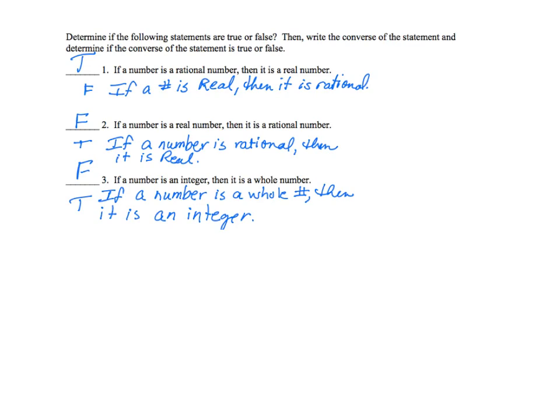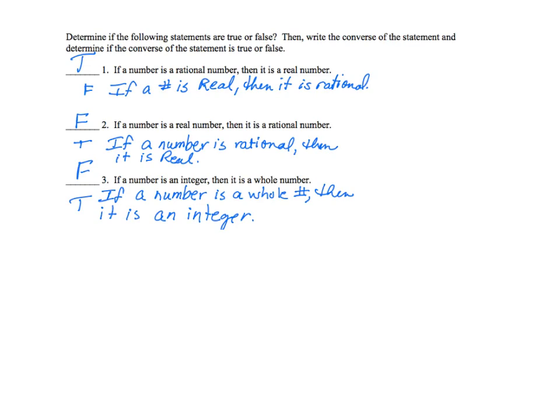Here are the answers to the next two problems. Number 2, if a number is a real number, then it is a rational number. And that's actually the converse of number 1, that's false. And the converse of number 2 is if a number is rational, then it is real, that's true.